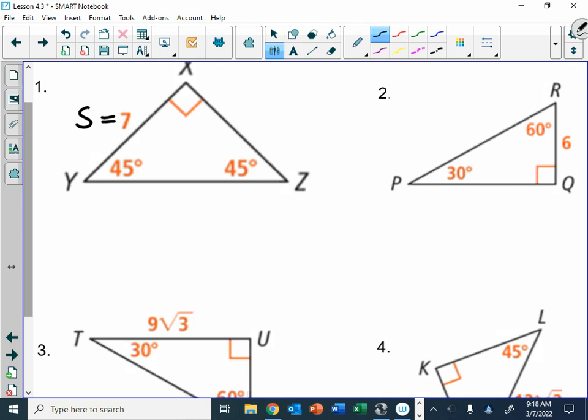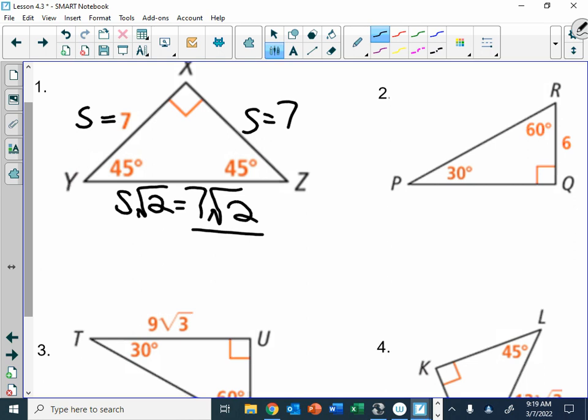Which other side is going to be 7? XC, that's my other leg. So this is also S, which is 7. Your hypotenuse is labeled as what? S square root of 2. S is 7 times square root of 2. You're just going to leave it as that. 7 square root of 2. That's it.